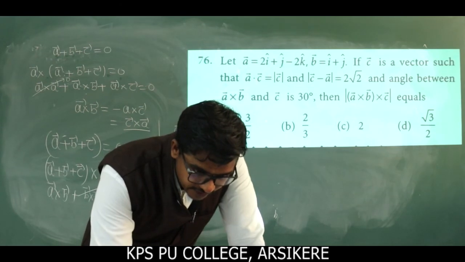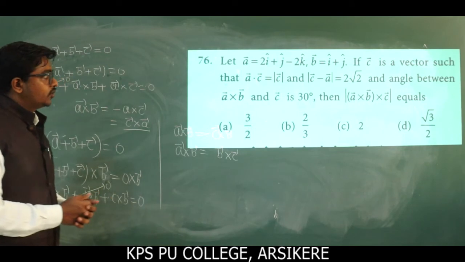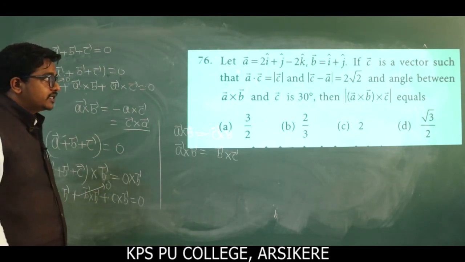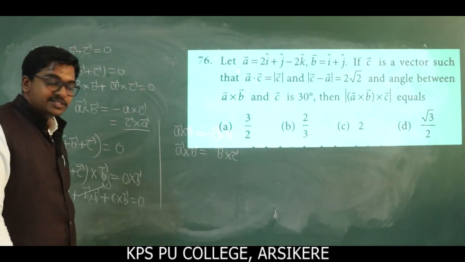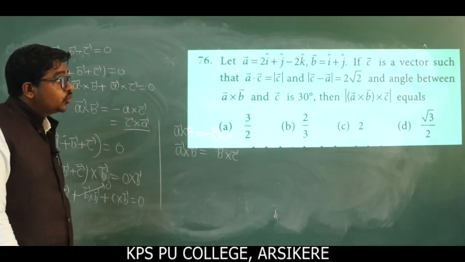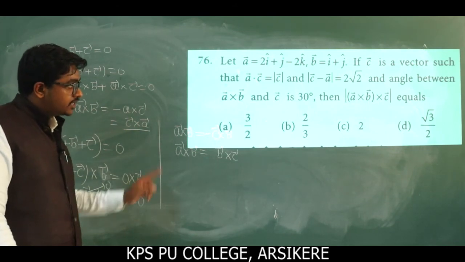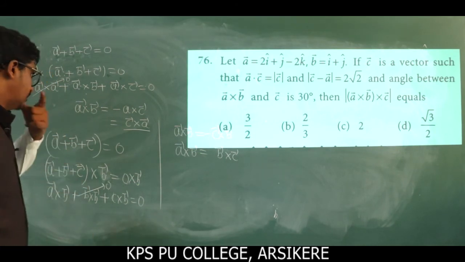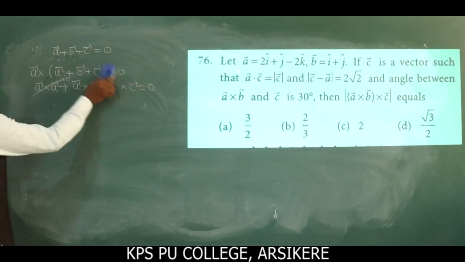Question number 76. Let vector A is equal to 2i plus j minus 2k and vector B is equal to i plus j. If C is a vector such that A dot C is equal to magnitude of vector C and magnitude of C minus A is equal to 2 root 2, and the angle between A cross B and C is 30 degrees, then we need to find the magnitude of A cross B cross C.